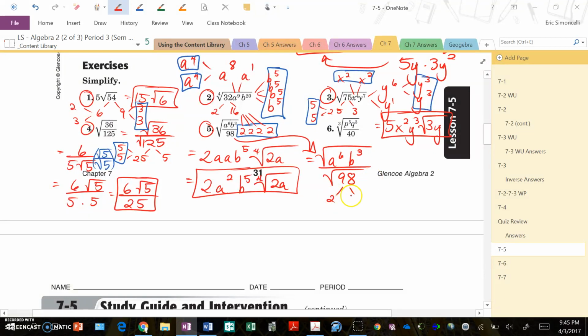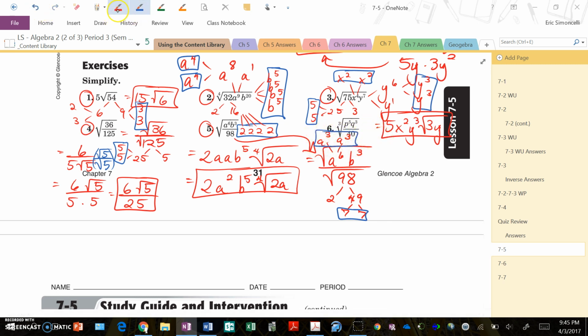We know 98 is 2 times 49. From there, 7 times 7. So right away we can see a nice perfect square with that particular breakdown. a to the 6th is a perfect square, and I'll write it as a cubed and a cubed. And I can stop there because I have 2 of the same thing.